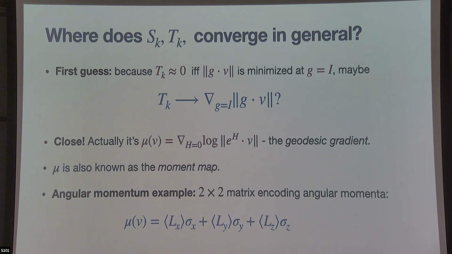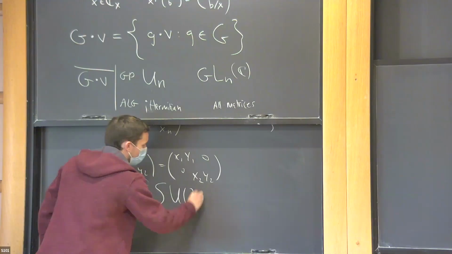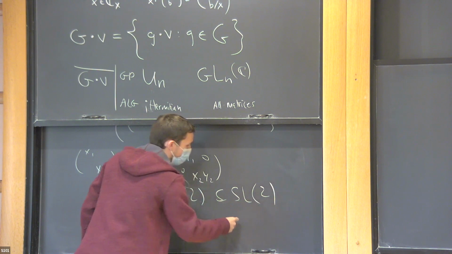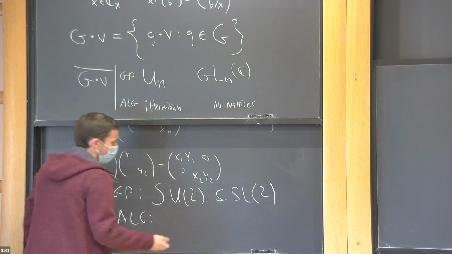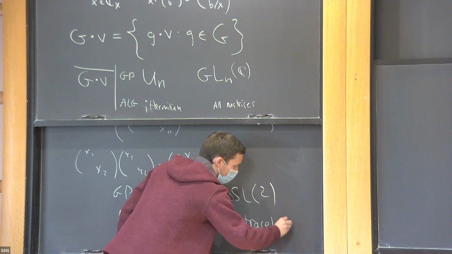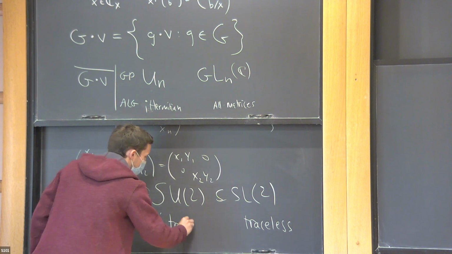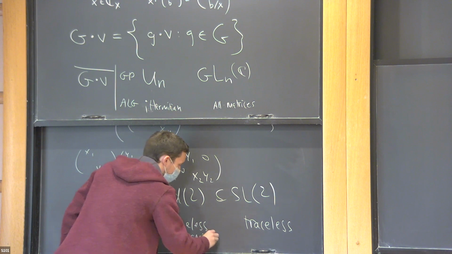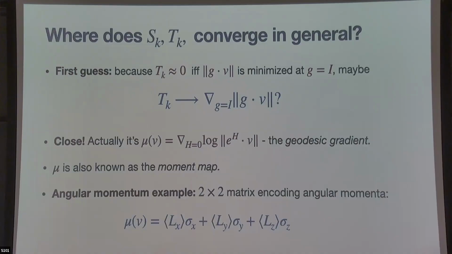So if you have SU2 and SL2, so the Lie algebra, so this is the group algebra. This will be traceless matrices, and this will be i times traceless. All right. So this gradient will end up being a traceless Hermitian matrix.